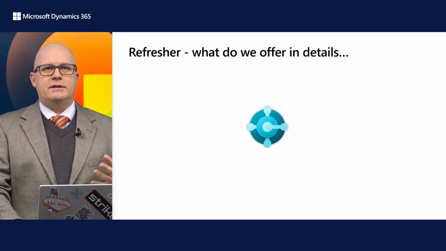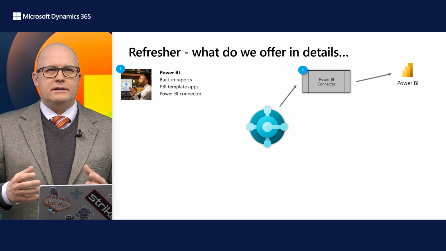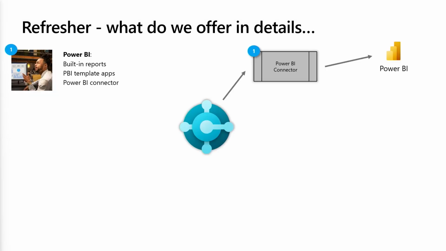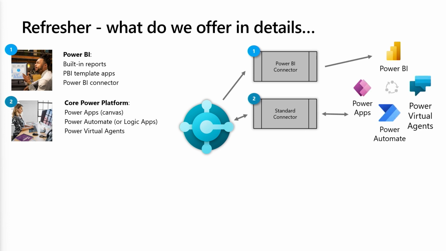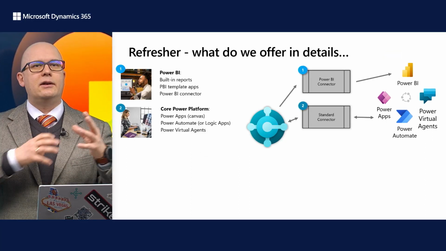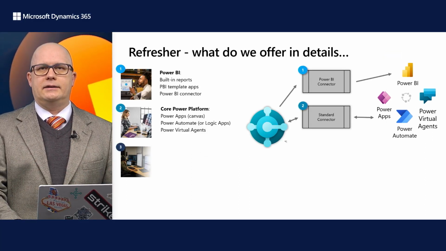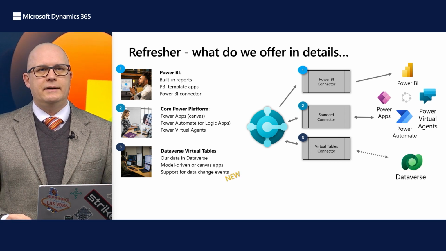What we have in Business Central in the integration with those components is composed from different elements. In Power BI, we have our built-in reports. We have template apps on AppSource, and we have also the connector where you can build your own. We will talk about that a little bit more in a moment. For the core Power Platform integration and our connector, you can build Power Apps, Power Automate, and Virtual Agents, as I mentioned, and all of those can work together and exchange data and flows.